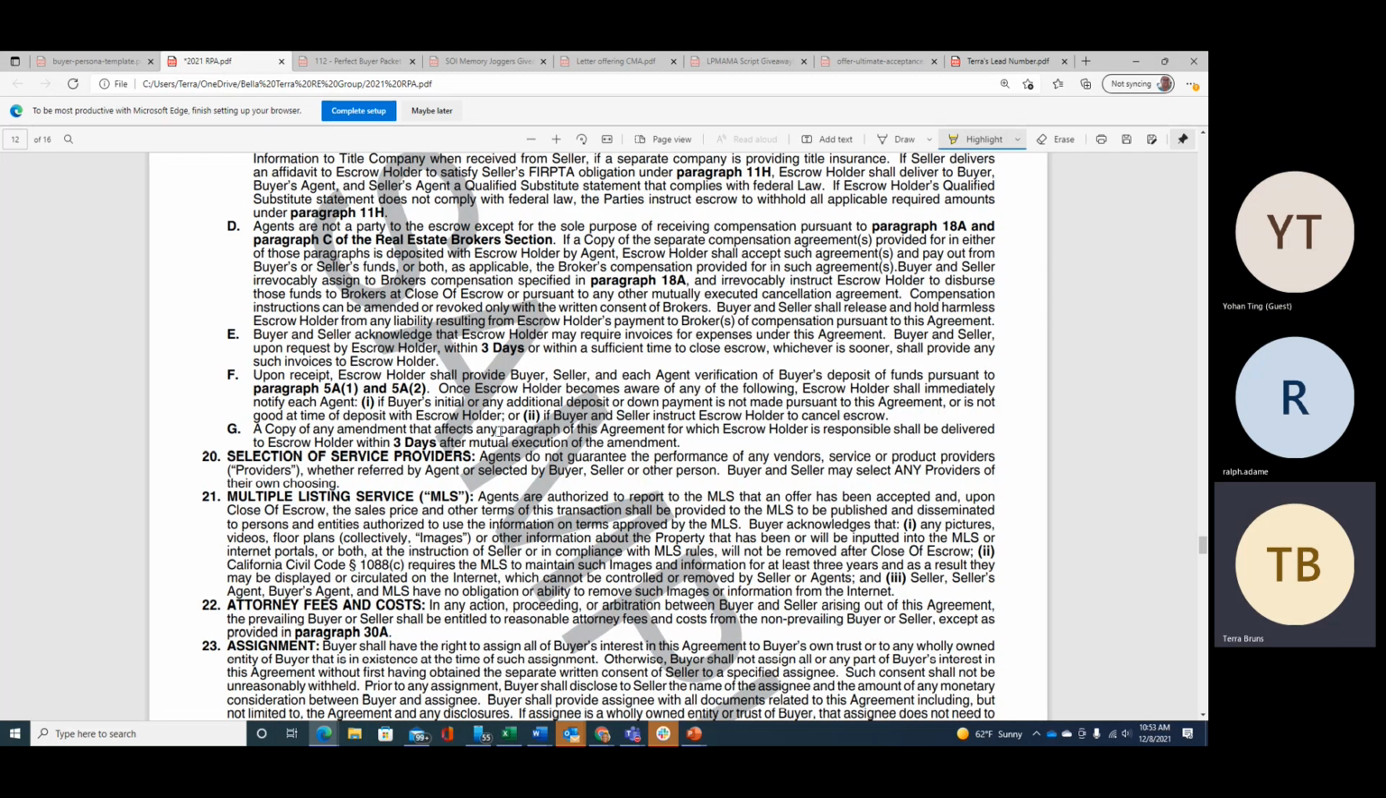Okay. A copy of any amendment that affects any paragraph of this agreement for which escrow holder is responsible shall be delivered to the escrow holder within 3 days after mutual execution of the amendment. So obviously, any amendment to the contract that is done between buyer's agent and listing agent has to get over to escrow so that they can do the addenda that have to happen, and they can, again, facilitate the debits and credits to buyers or sellers, or contact any outside contractors or vendors.